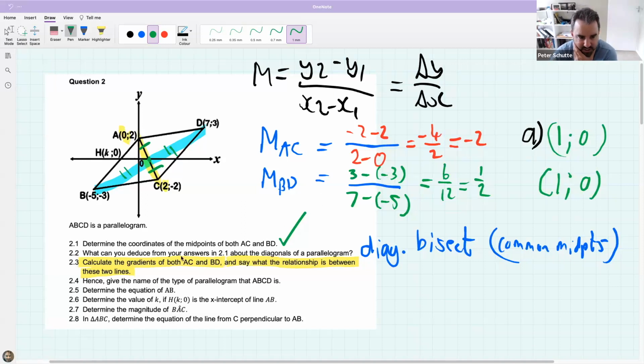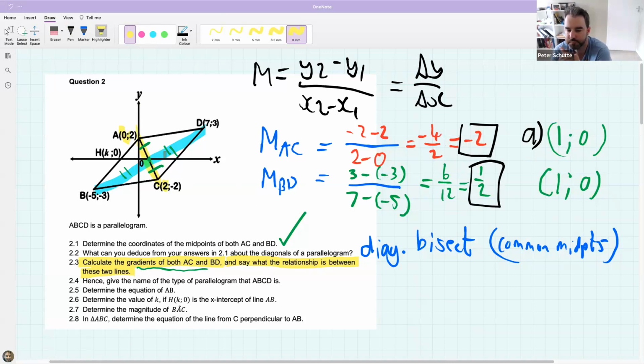Now, the question is calculate the gradients, but we also have to say what is the relationship between these two lines. So if I observe, they're not the same, so they're not parallel, but can anybody tell me about the relationship between these two diagonals? I'll call them the blue and the yellow. What do we think their relationship is?